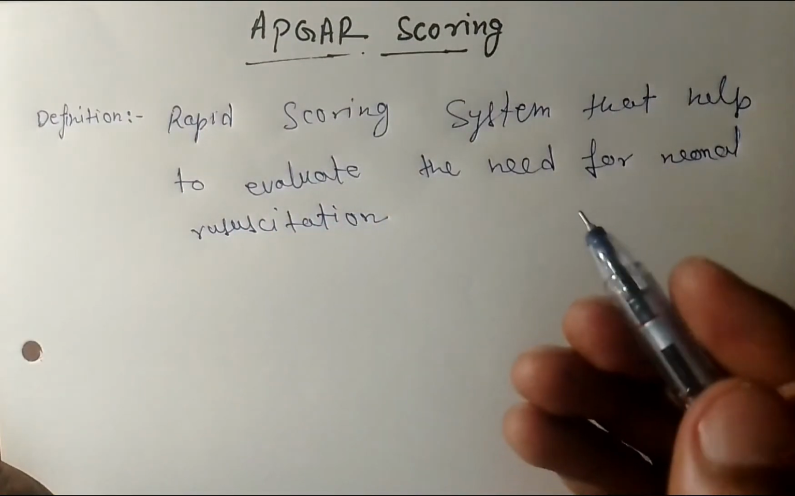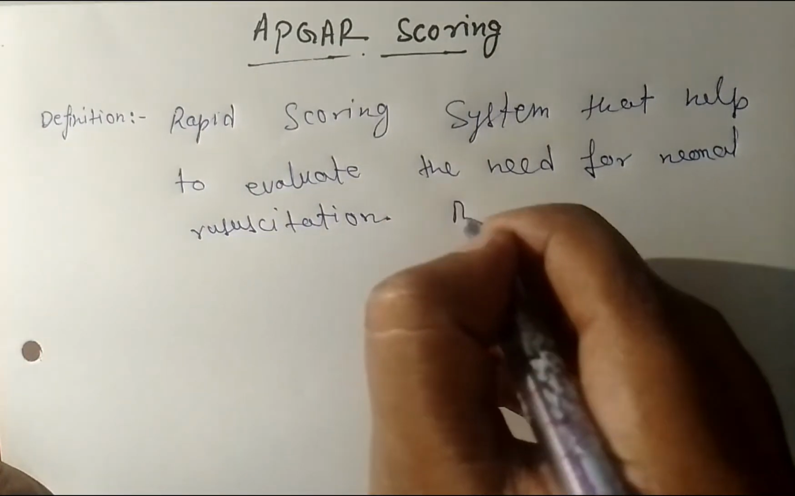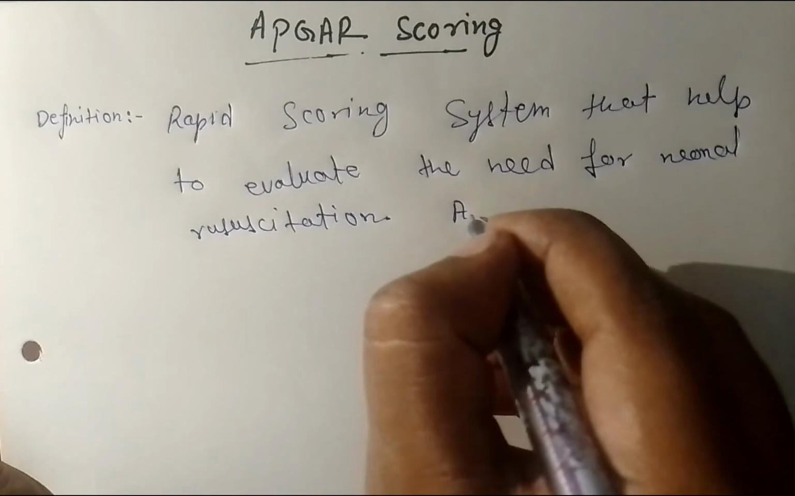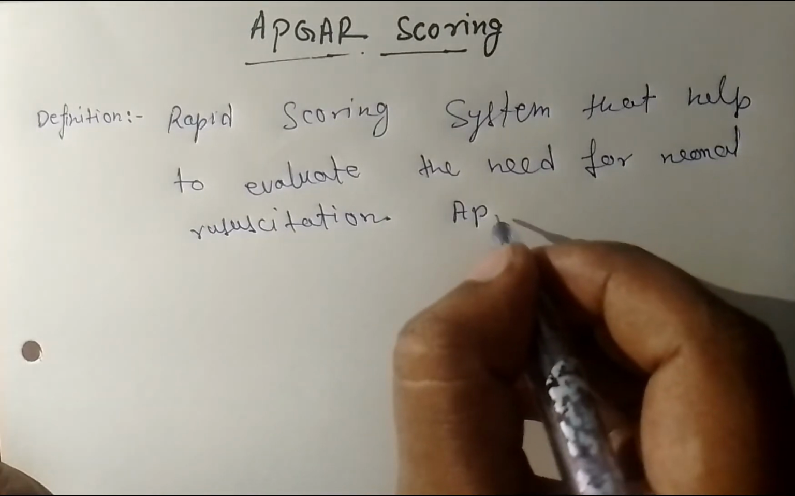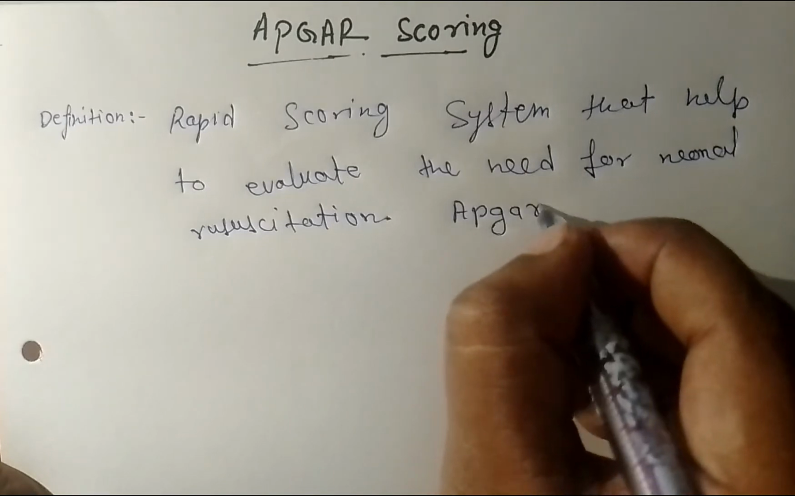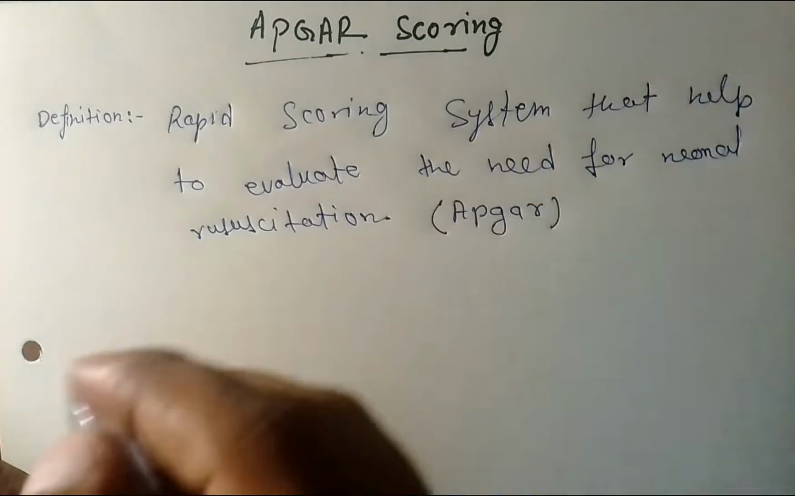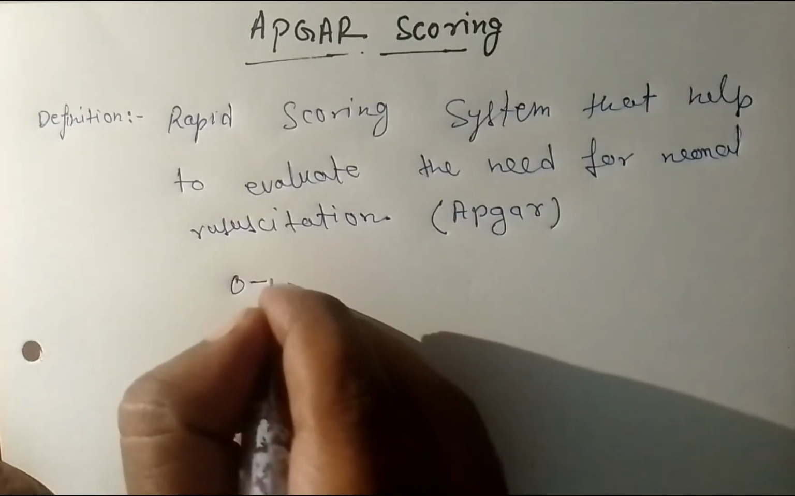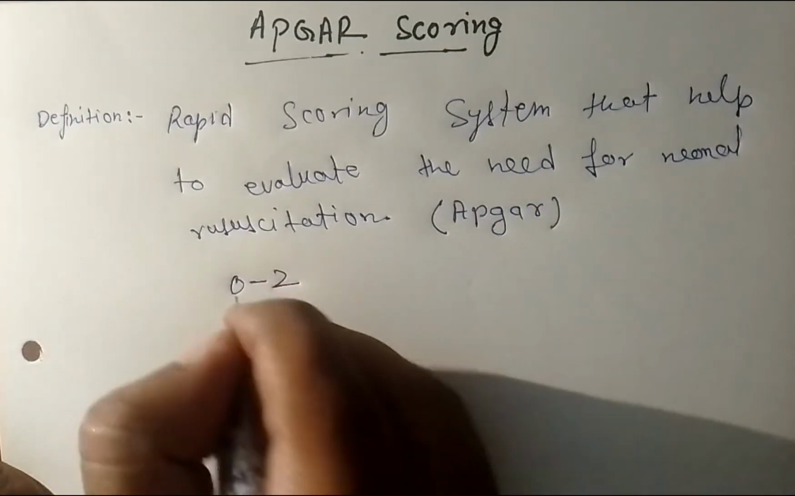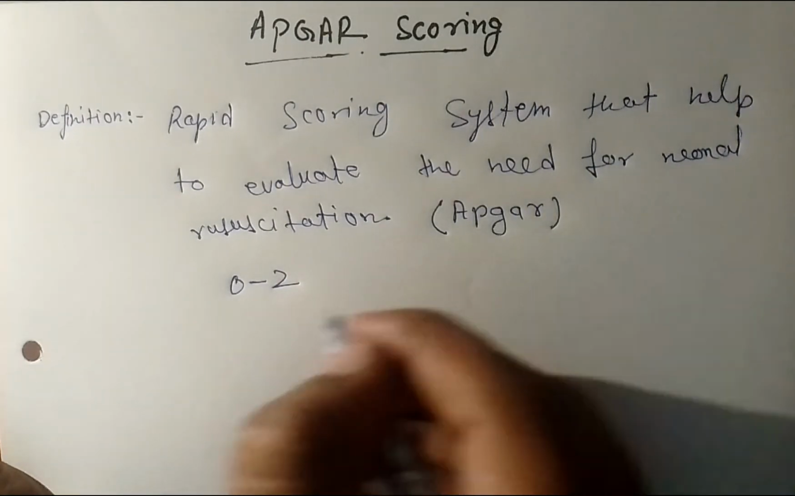Each of the parameters, there are 5 parameters, we can divide into 5. A is appearance, P is pulse, G is grimace, A is activity, and R is respiration, and each is assigned a score of 0 to 2, 0, 1 and 2.